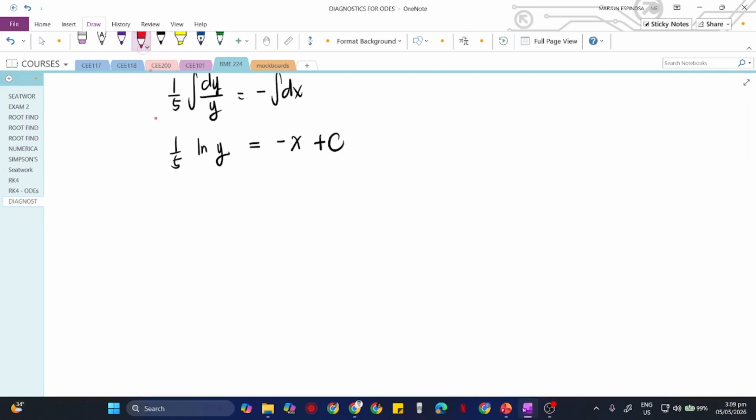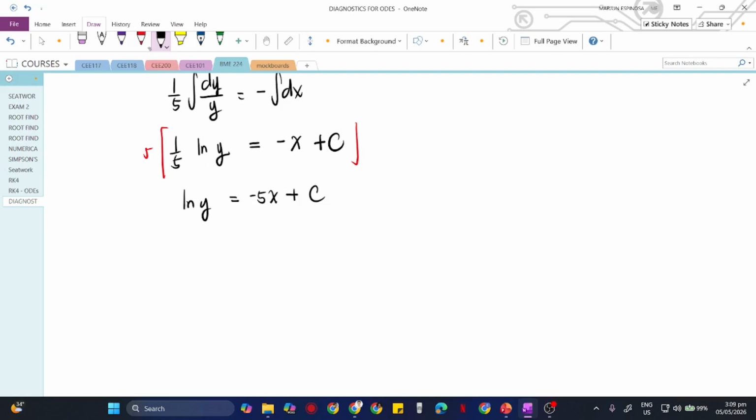What we can do is multiply both sides by 5 to get rid of the 1 over 5. That gives us ln of y equals negative 5x plus 5 times c, which is simply still c. Is that correct, class? Yes, sir. A constant multiplied by a constant is still a constant.